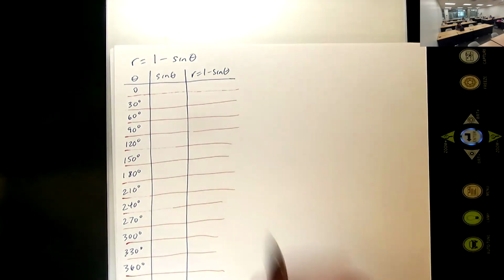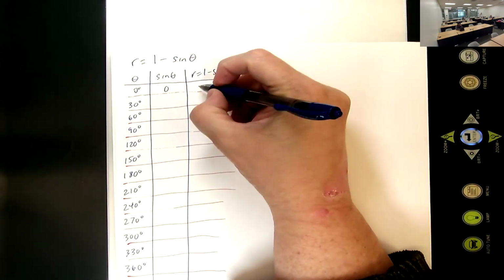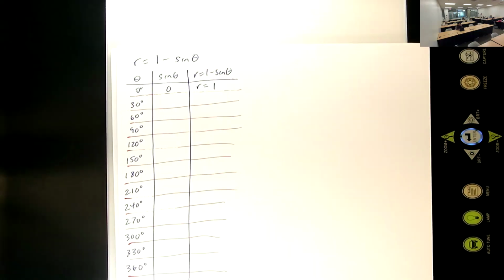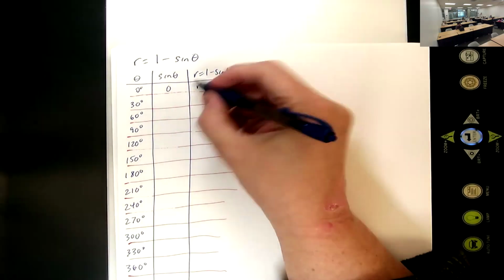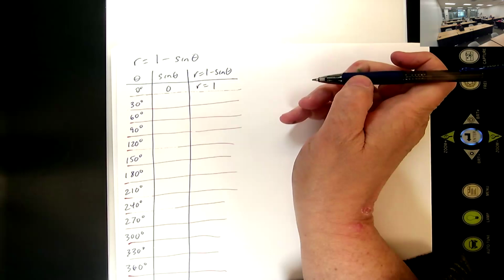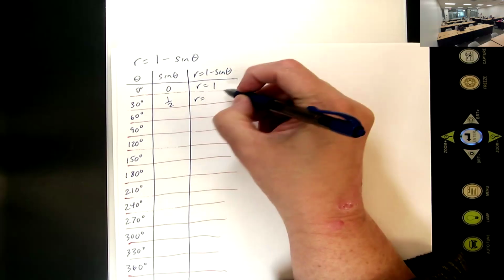Alright, so at 0 degrees, sine theta is 0, and so R equals 1 minus 0, which is 1. Do you guys wanna plot these on the graph as we're going, or do you wanna find the whole table first? Whole table? Okay. What's sine of 30 degrees? 1/2. I can do this one without a calculator, 1 minus 1/2 is 1/2.